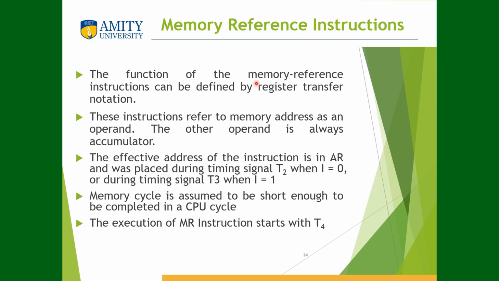The function of memory reference instructions can be defined by register transfer notation. These instructions refer to a memory address as an operand. The operand is always the accumulator, and the effective address of the instruction is in AR and was placed during T2 when I was 0 or T3 when I was 1. The memory cycle is assumed to be short enough, and the execution starts with T4.